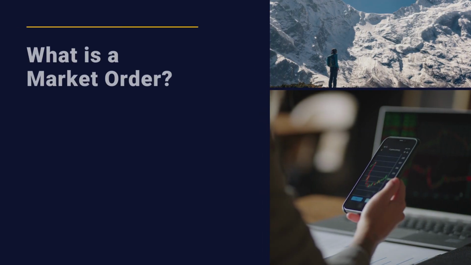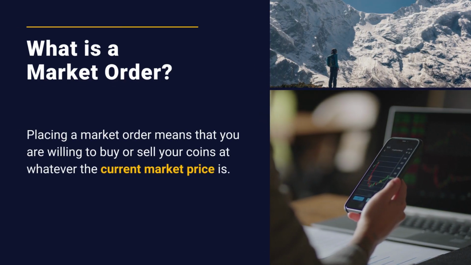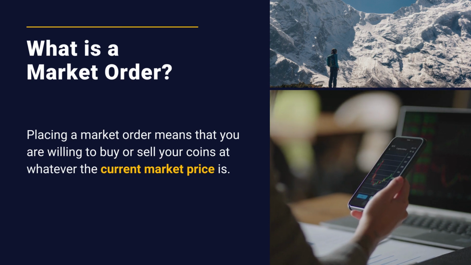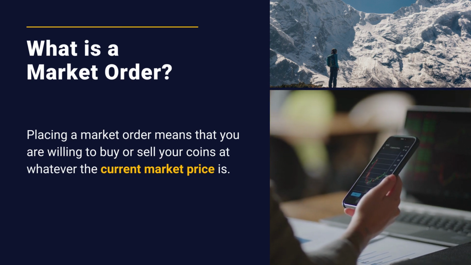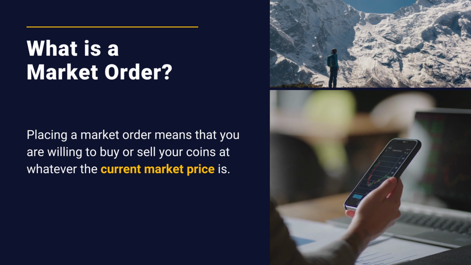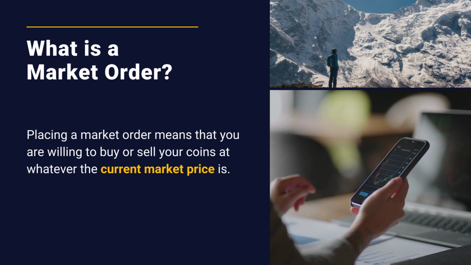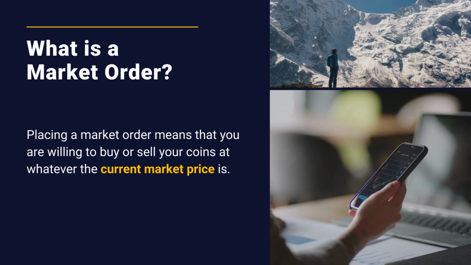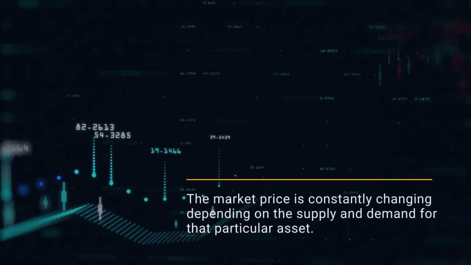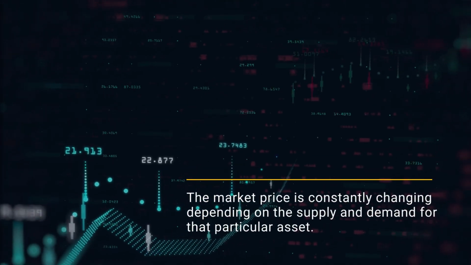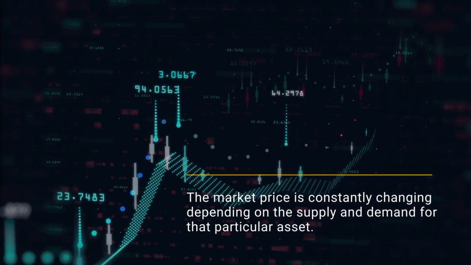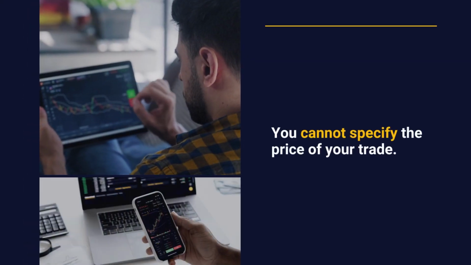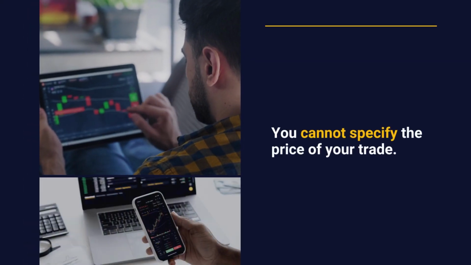So what is a market order? Placing a market order means that you are willing to buy or sell your coins at whatever the current market price is. This order type indicates that you want your order filled immediately at the next available price. The market price is constantly changing depending on the supply and demand for that particular asset. When you place a market order, you cannot specify the price of your trade.